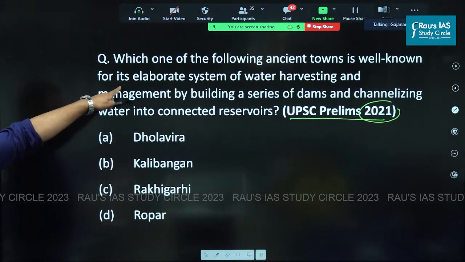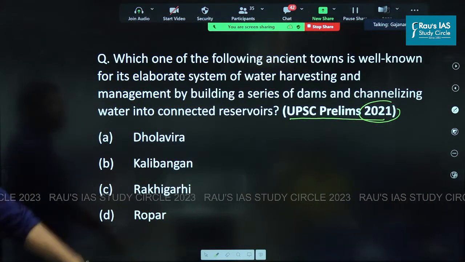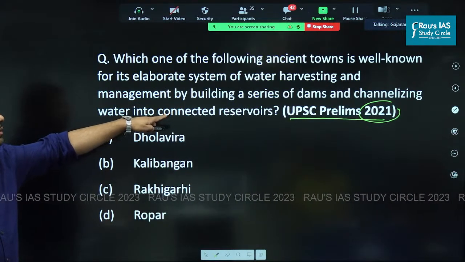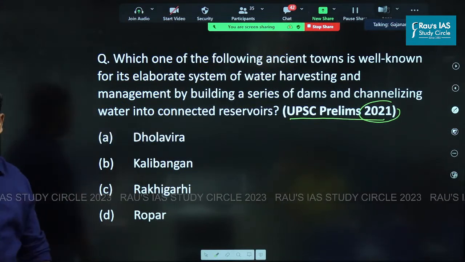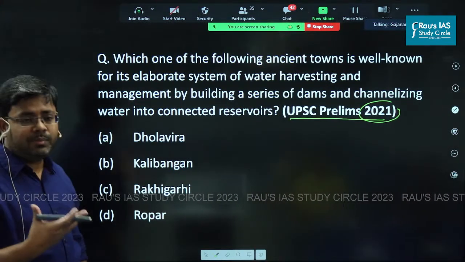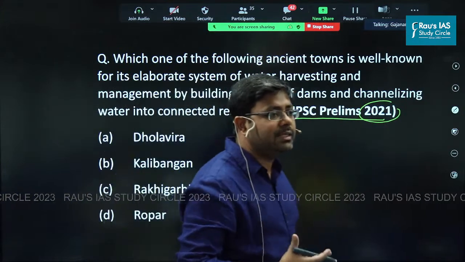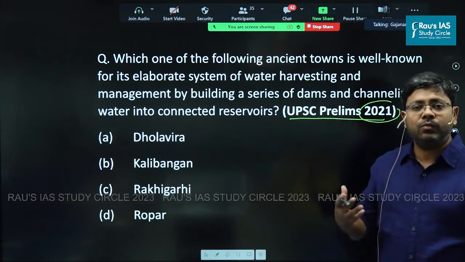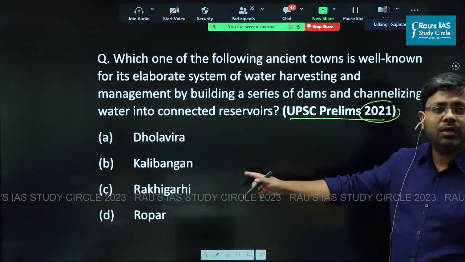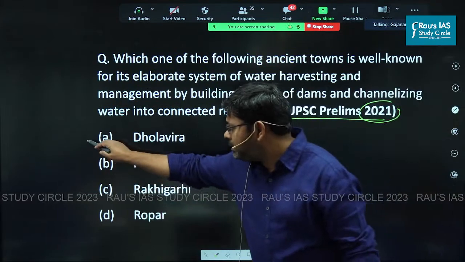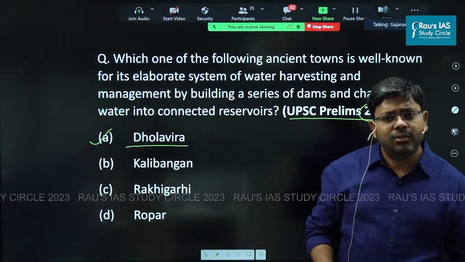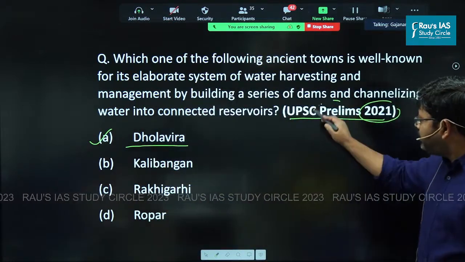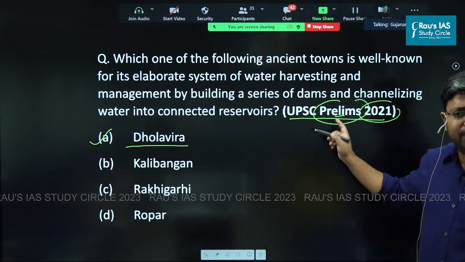Which one of the following ancient towns is well known for its elaborated system of water harvesting and management by building a series of dams and channelizing water into connected reservoirs? Dholavira is so special because it is known for the excellent water management system. This is the reason why it was given recently the UNESCO World Heritage status. The answer is very simple. Dholavira.